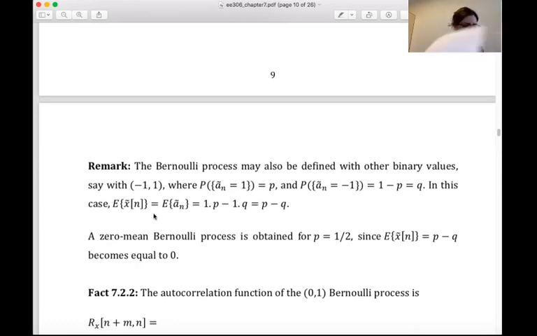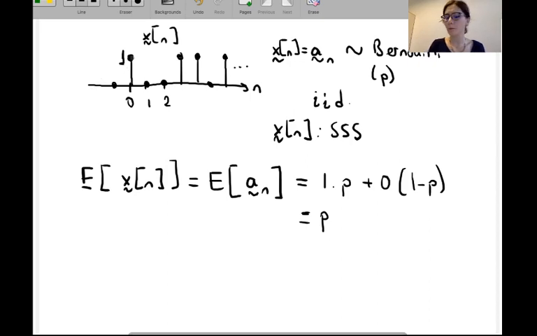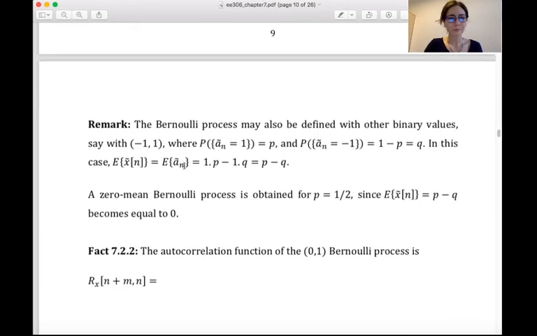Alright, so there are also other ways of defining a Bernoulli process. The most common example is this one, which takes the values 0 or 1. But there are alternative forms for the Bernoulli process. Another common one is a Bernoulli process taking the values -1 and 1 instead of 0 and 1. The definition is then almost the same. Each random variable for the nth sample takes the value 1 with probability p and takes the value -1 with probability 1 minus p. You can similarly find the expected value of such a -1 Bernoulli process as p minus q, where q is equal to 1 minus p.